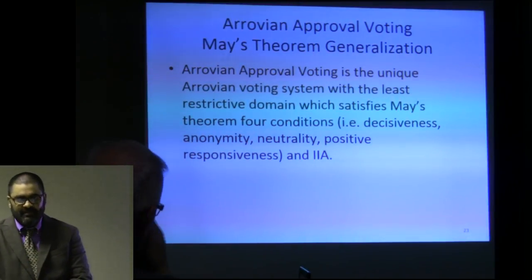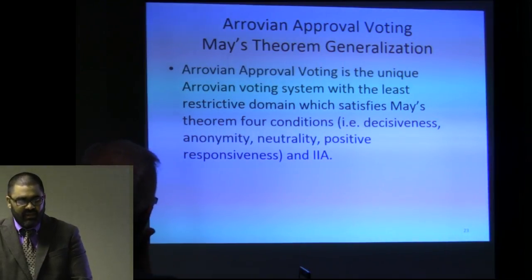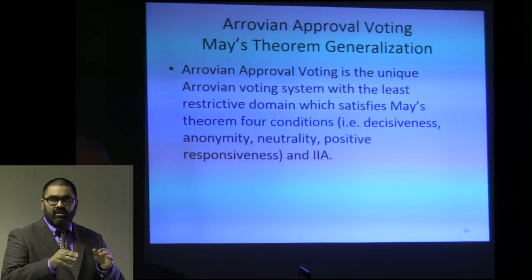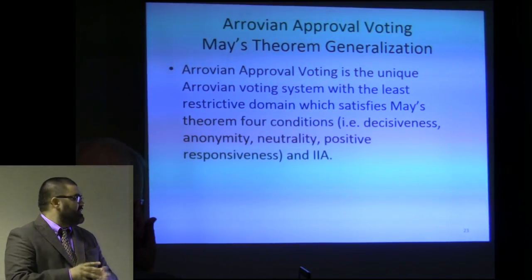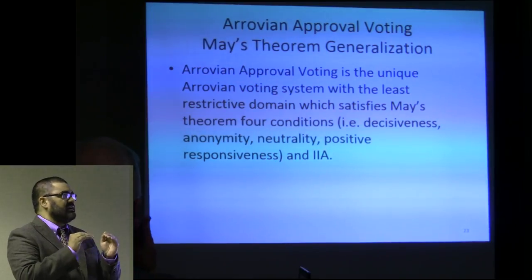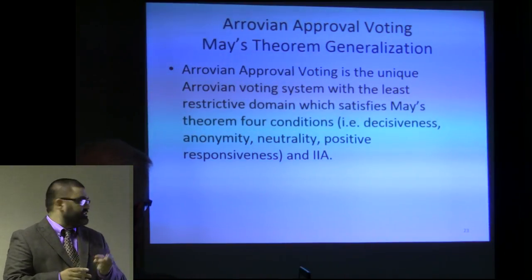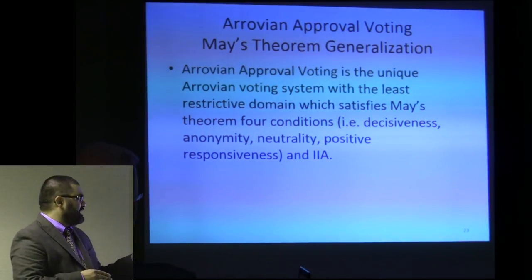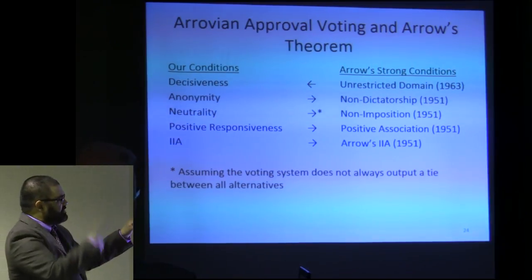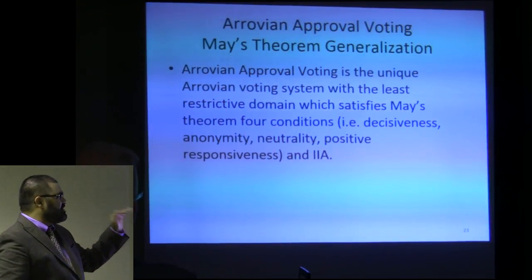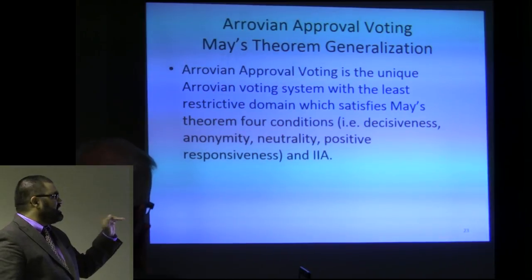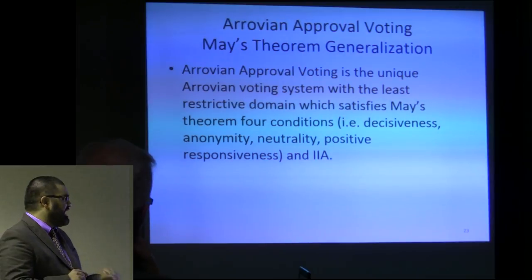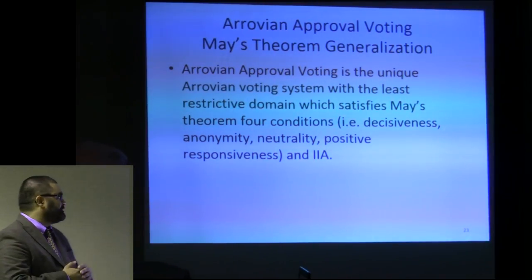So first, let's start with May's theorem. Kenneth May famously argued that majority rule on two alternatives with unrestricted domain could be uniquely characterized by four conditions: decisiveness, anonymity, neutrality, and positive responsiveness. What I do in the generalization is show that Arrovian approval voting is the unique Arrovian voting system with the least restrictive domain which satisfies May's four conditions and independence of relevant alternatives, or IRA.